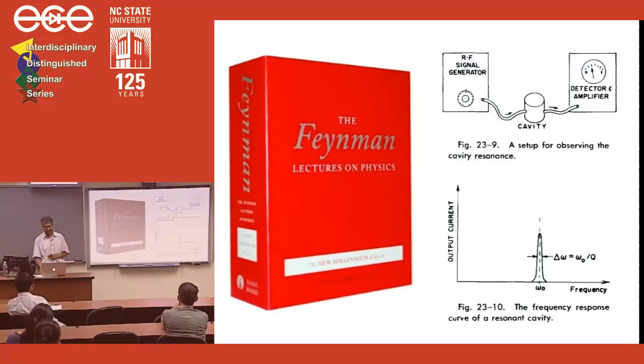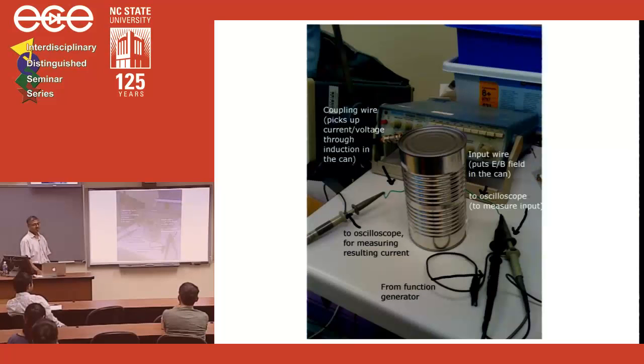I just wanted to show this spectrum of a resonant cavity. A resonant cavity is an electromagnetic cavity whose spectrum you can measure, and this is the setup in Feynman's book. This is from Feynman's book. And I have a physics student who's having some fun measuring the spectrum of a can. And we are doing many other things which I don't have time to talk about.